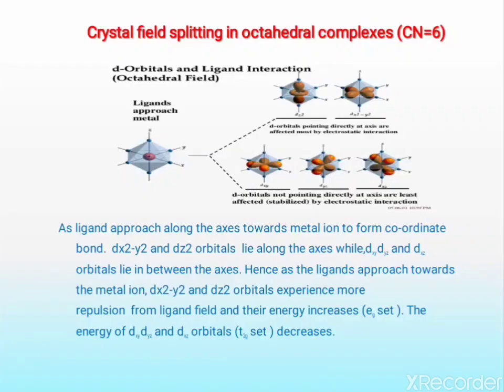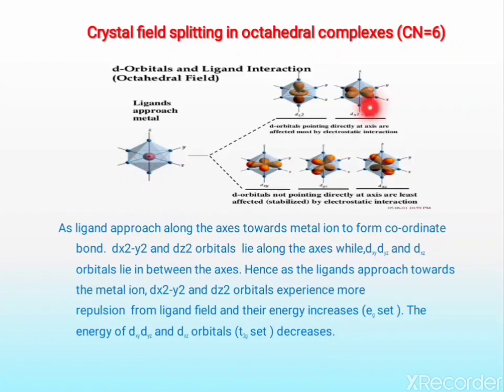Crystal field splitting in octahedral complexes. This is the octahedral complex. The central metal ion is at the center, and all the 6 ligands occupy the 6 corners of the octahedron. When ligands approach the central metal ion, the coordinate bond is formed.